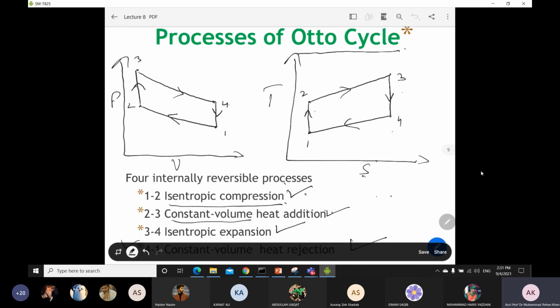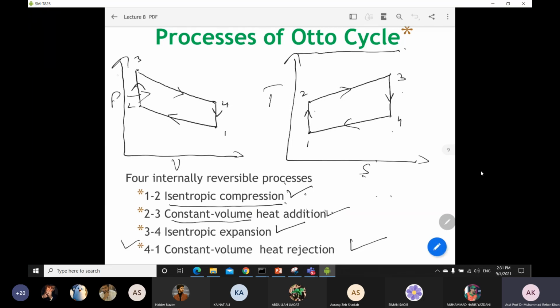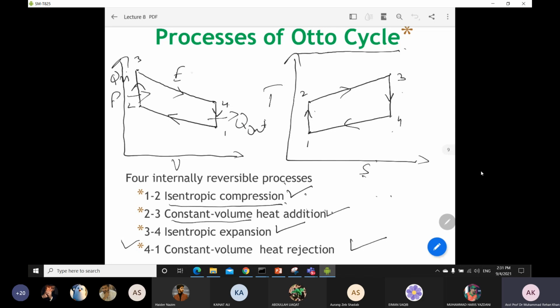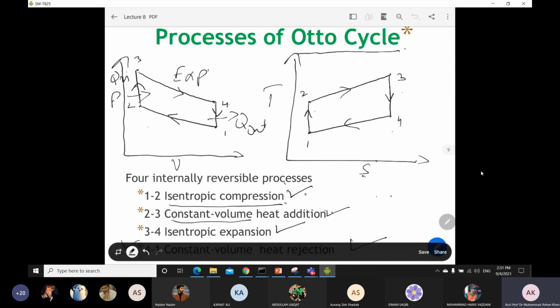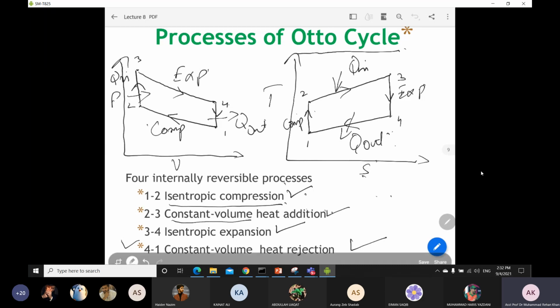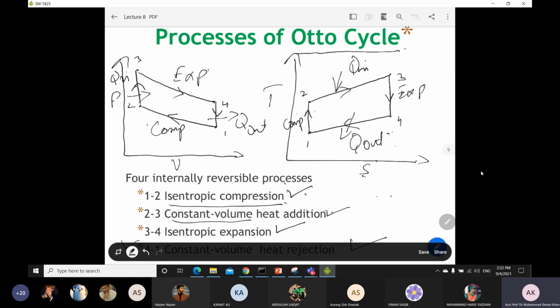Now you can just mark some points over there. On the PV diagram, you can say this will be your Q in, here will be this Q out, and here 3 to 4 is your expansion, isentropic expansion, and here will be the compression process, which is your 1 to 2, and a similar thing is over there. So this is your compression, this is your expansion, 2 to 3 is your Q in, and 4 to 1 is your Q out. Okay, so this is how you have to draw the TS and PV diagram of the Otto cycle.